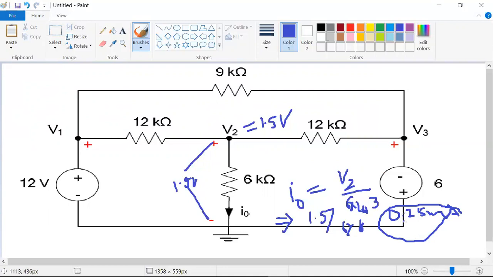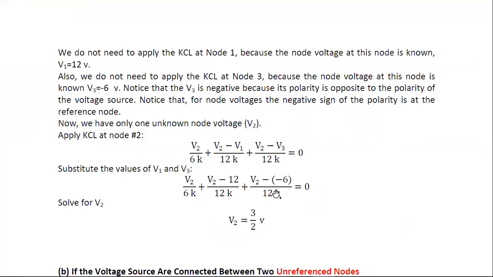0.25 milliamps. I naught is 0.25 milliamps. Then you need to draw the final circuit by mentioning these unknown branch currents in this direction, like this. You should denote it clearly. So this is one type, one case.